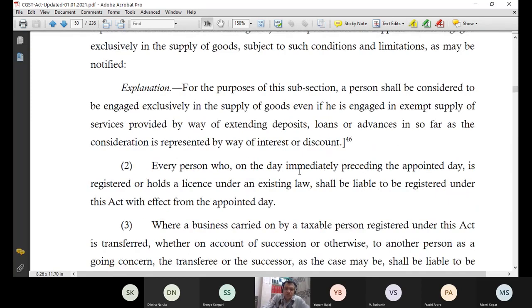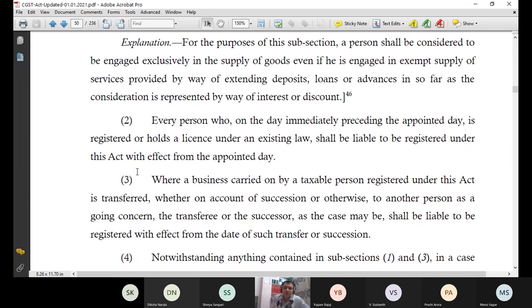In subsection 2 also, if you remember, whosoever was registered on 21st June 17 is liable for registration under GST laws on the next day, that means on 22nd June 17. I have discussed that point also. Then subsection 3 of 22 was: whenever the business is transferred, the new person becomes liable for registration. Section 22 subsection 4 was, in case of amalgamation and demerger, the date when the registrar of companies issues a certificate of incorporation, the amalgamated company or resulting company becomes liable for registration. This is what section 22 was.